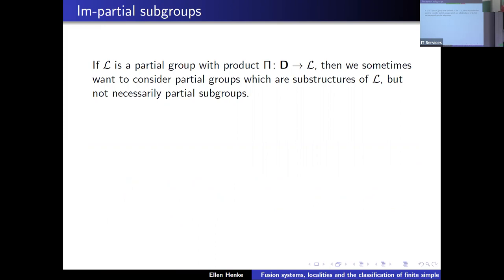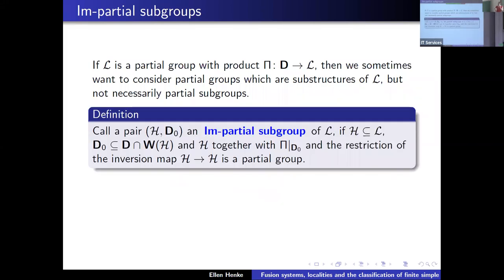One thing I want to briefly mention is that if you work with localities or with partial groups in general, we sometimes want to consider partial groups which sit inside of this partial group, but which are not partial subgroups. The main reason why this makes sense is that we have some flexibility in choosing the domain of a product. There's this formal definition here. Basically we take a subset H and then we take a subset D_0, which is the domain of the product and sits inside of W(H) and D. And then we want H together with a restriction of the product Π to D_0 and the restriction of the inversion map to be a partial group. For this to work, we need that Π applied to any element of D_0 is again in H, and H is closed under inverses.